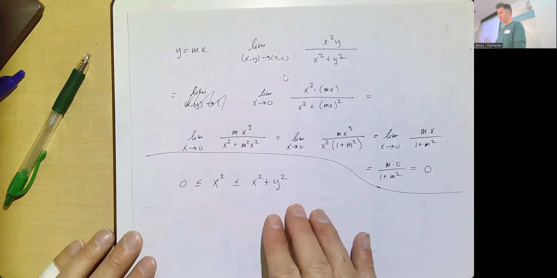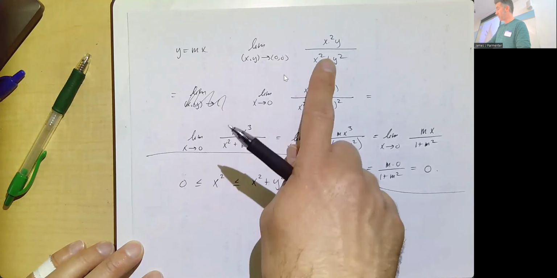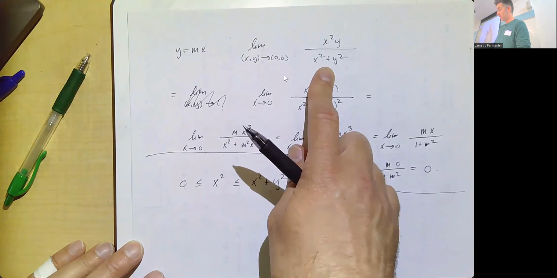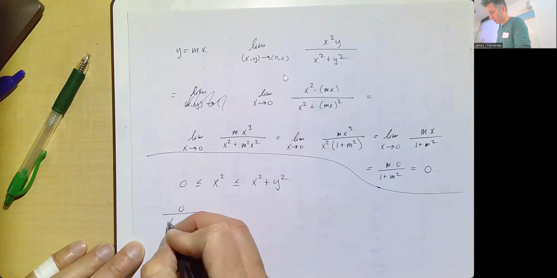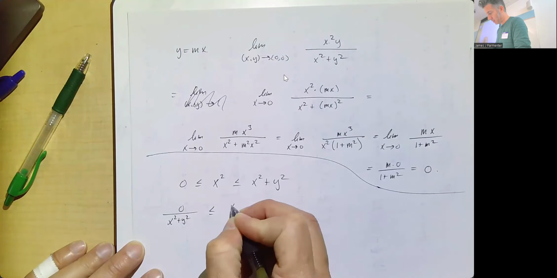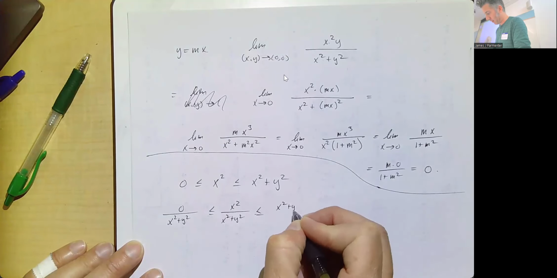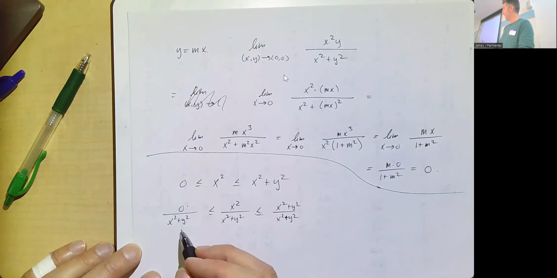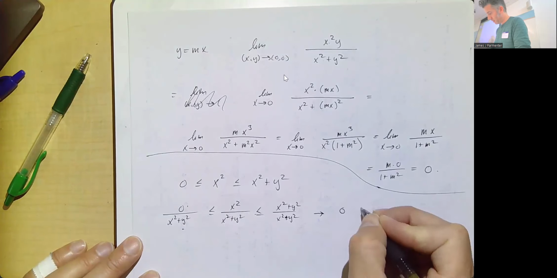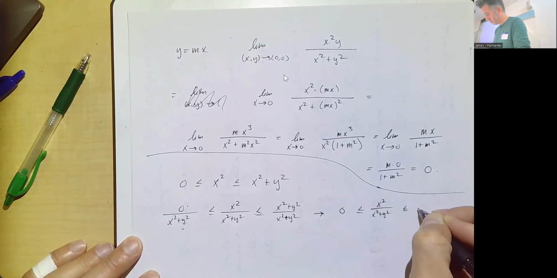I've got this inequality, and now my job is to try to make the middle piece of this inequality look like the thing I'm trying to take the limit of. So I'm going to divide everything by x squared plus y squared. So 0 divided by x squared plus y squared is less than or equal to x squared divided by x squared plus y squared, less than or equal to x squared plus y squared divided by x squared plus y squared. Or in other words, 0 divided by not 0, less than or equal to x squared over x squared plus y squared, less than or equal to x squared plus y squared divided by x squared plus y squared, which is 1.